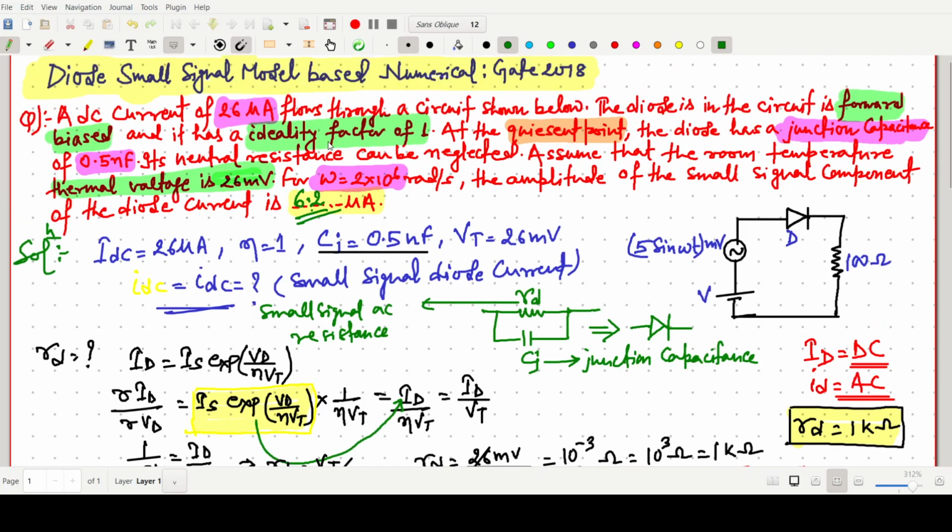So the question looks complex, but if we go step by step, it is just a simple question, but you have to go step by step and do very careful calculation.